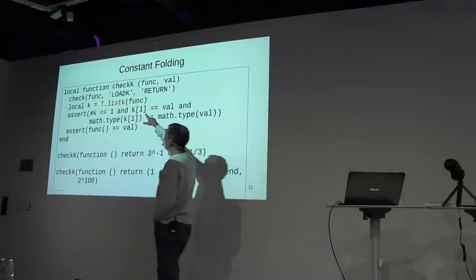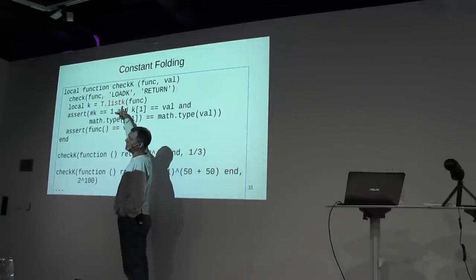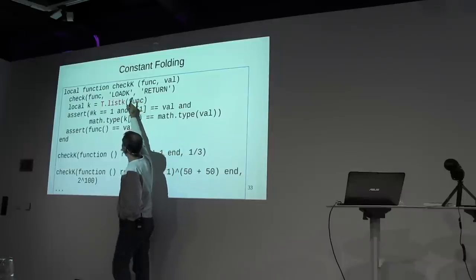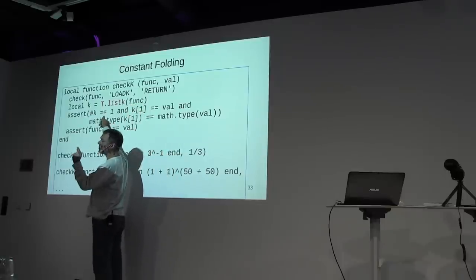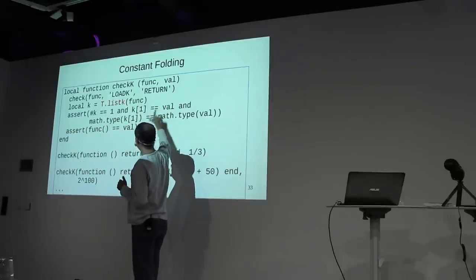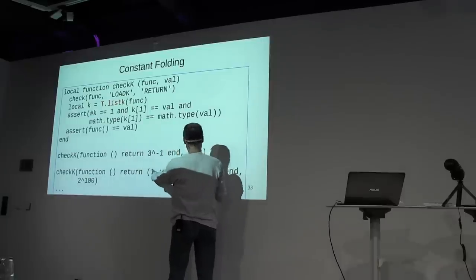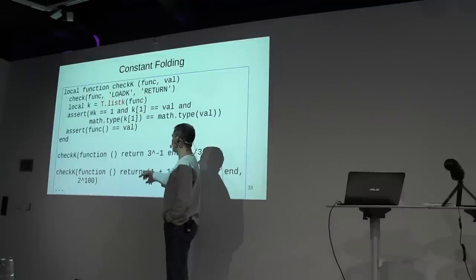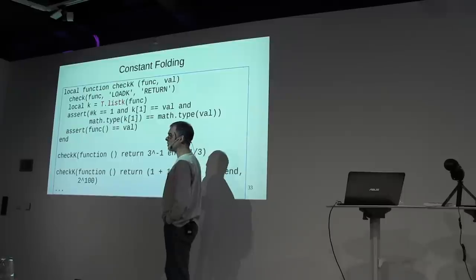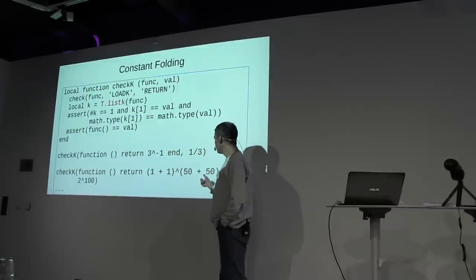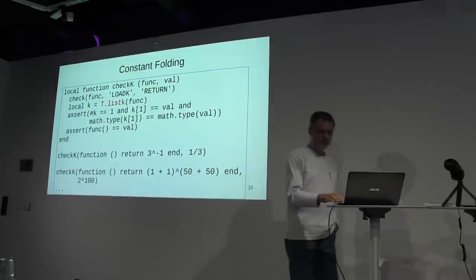Here is an example to test constant folding. This function gets access to the list of constants in any function. So we get the constants in a function, and we check that we have only one constant and that the constant has the expected value. And then we create a lot of code, for instance, like that, and we check that the opcode is just return that number. All those computations were done at compile time, were folded by the compiler.